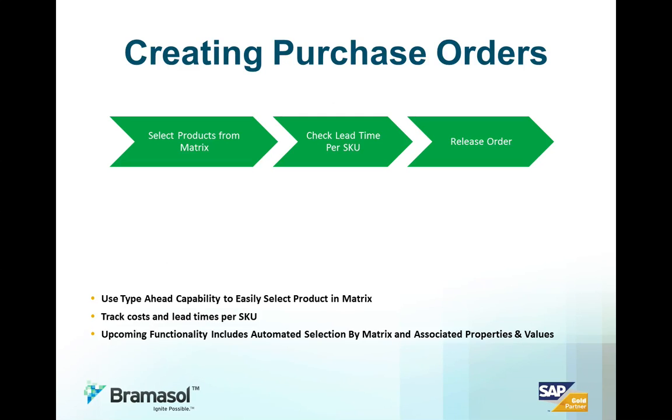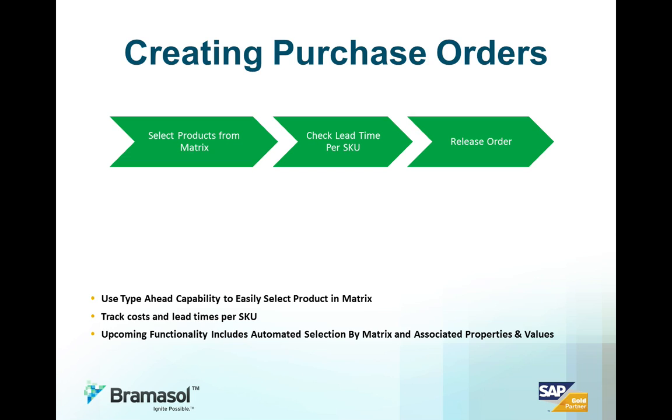Okay, so we've seen how to create a purchase order, selecting the products using the type ahead capability to easily select any particular item in the matrix. We've taken the default lead times per SKU, but now the system knows for each SKU what the lead time is, if the largest may take longer than the mediums, for example. And then finally, we release the order. This allows us to track the cost as well per SKU.